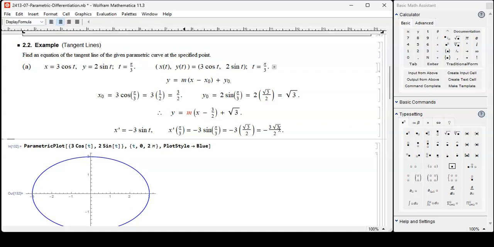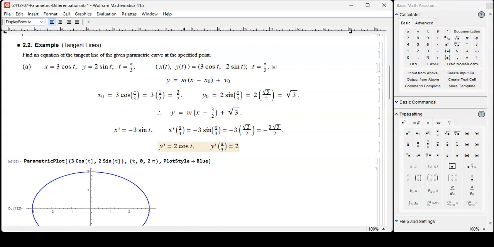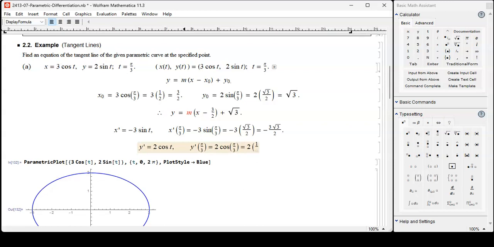Okay, y prime. What's the derivative? Y is 2 sine of t, so the derivative is 2 cosine of t. So far so good. Y prime of pi over 3 is 2 cosine of pi over 3. And then what is cosine of pi over 3? Cosine of pi over 3 is 1/2. So this entire thing is 1. Did I do this right?